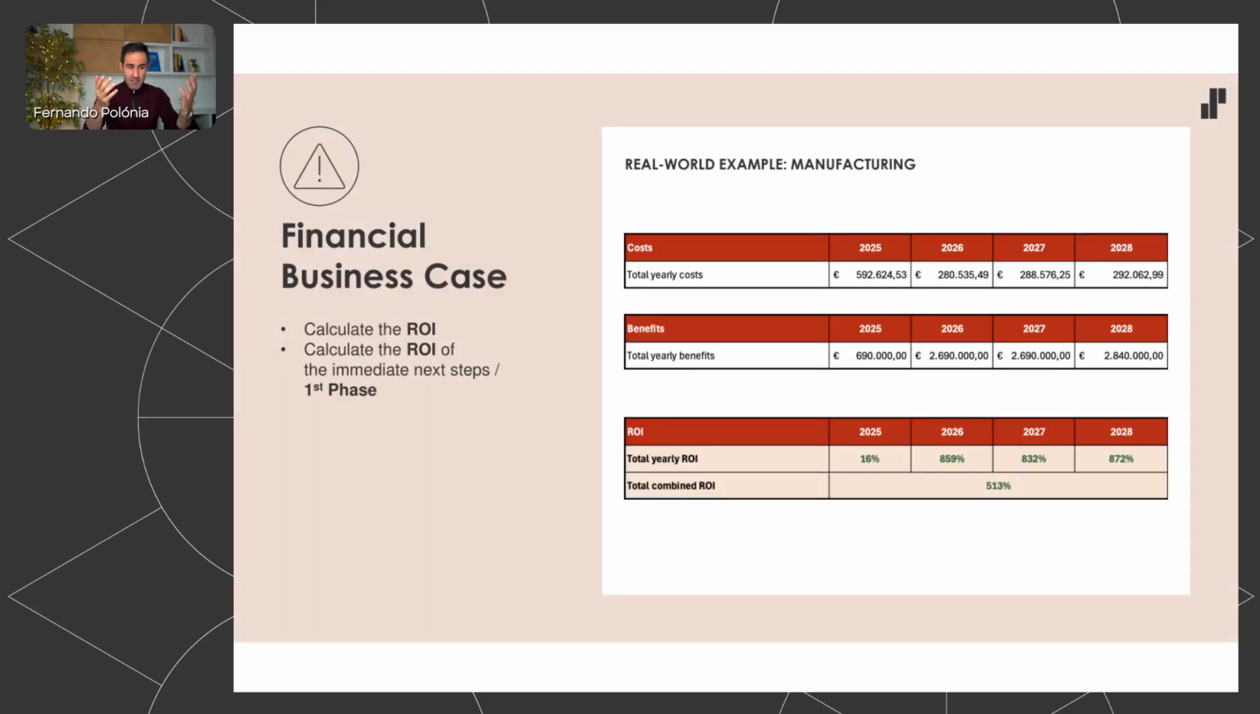And finally, this is equally important, and is usually coupled together with the roadmap, which is the financial business case. So calculate the ROI of the initiative, and calculate the ROI for that first phase. Very important. Now, this is, again, a real-life example. We created this for a manufacturing company. Two things are important here.